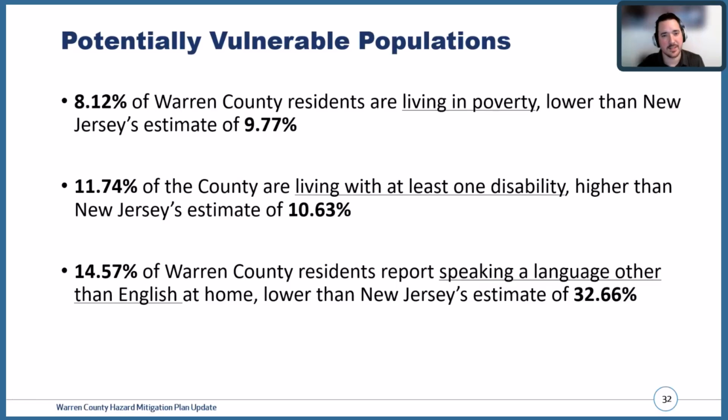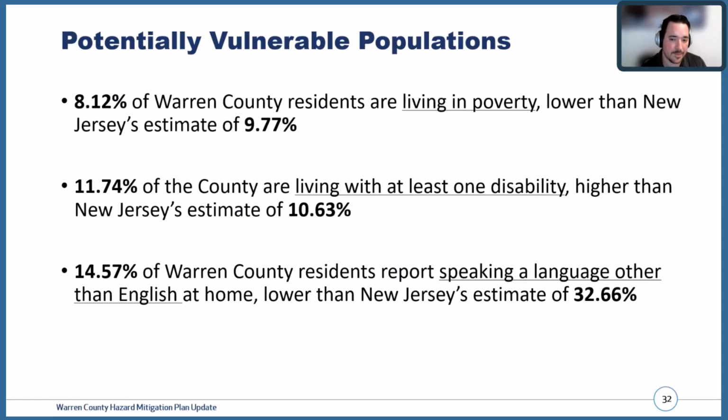These are more highlights of the vulnerable populations. Warren County has 8.12% of residents living in poverty, which is lower than New Jersey as a whole, which is around 10%, which is a good thing. 11.74% of the county are living with at least one disability. It's slightly higher than New Jersey's average, which is 10.63.